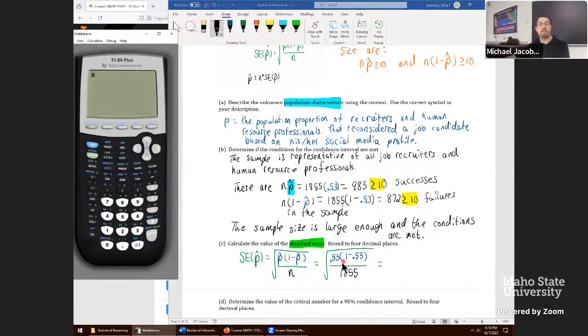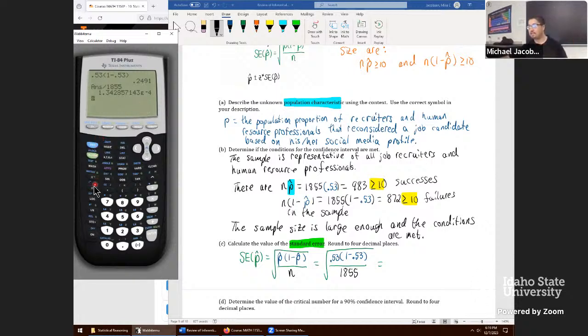And just in case you have a different favorite way of doing it, you could always do it like this. Work out the numerator, 0.53 times 1 minus 0.53. We get a value. We can then immediately just divide by 1855. Now we have a number with scientific notation. We have to square root it. What's interesting is if you square root a number between 0 and 1, it actually gets bigger.